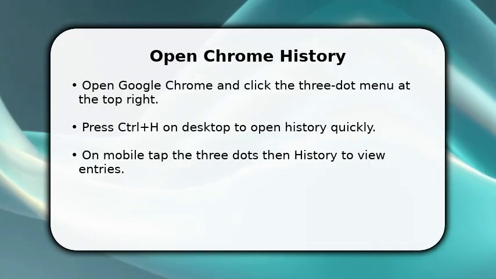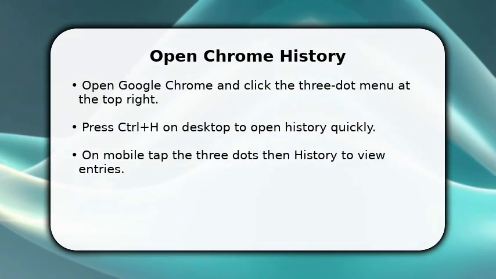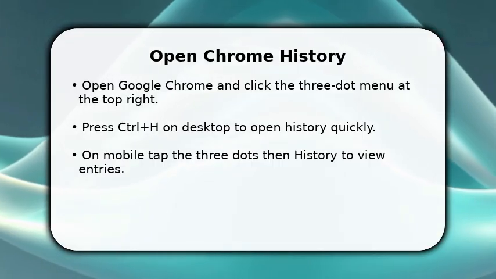On mobile, tap the three dots, then tap History to view recent pages. Make sure you are signed into the correct Google account before searching your history.